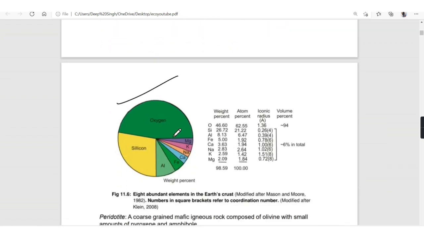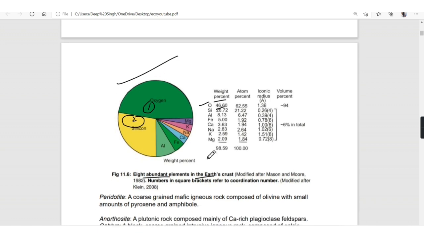So before moving into detail, let's see the 8 abundant elements in the earth crust. Of course, oxygen is present in the highest amount in weight percent, which is 46%, and after oxygen comes silicon. I remember it this way: Al for aluminium, O Si Ca Fe Na K Mg. Okay, so you can remember in your own sequence, but I remember it like that only.